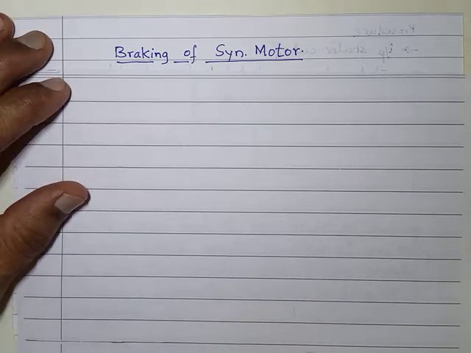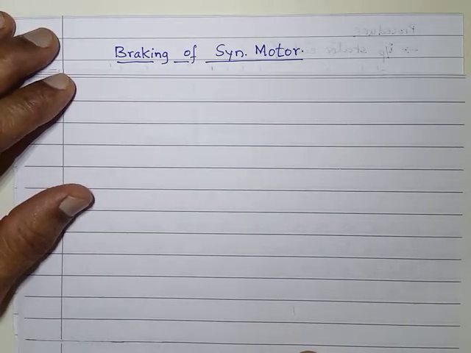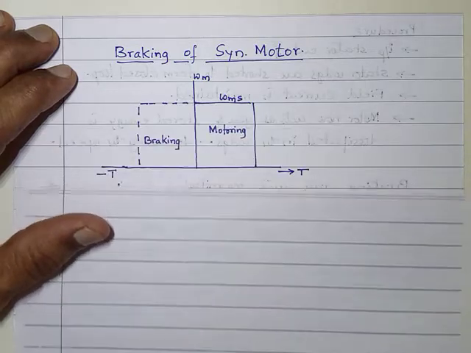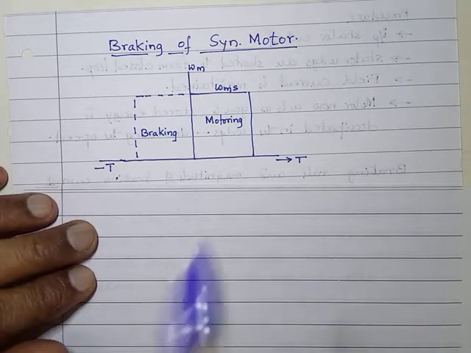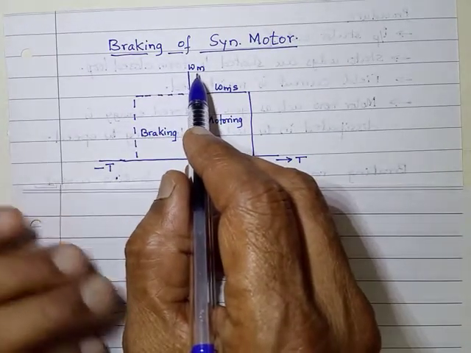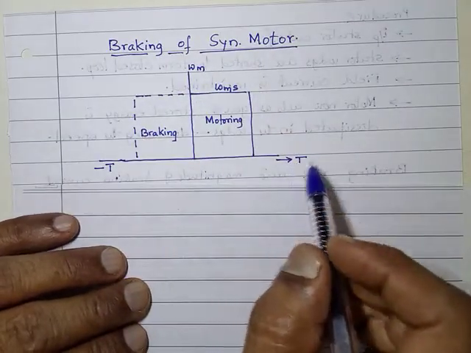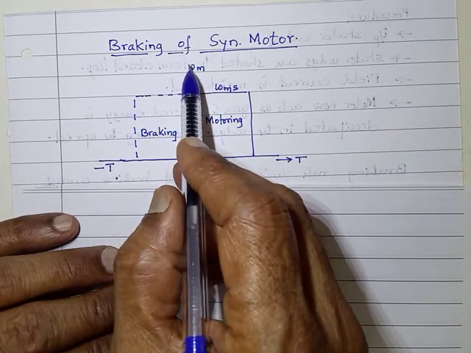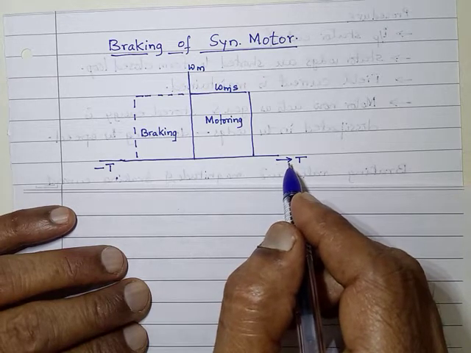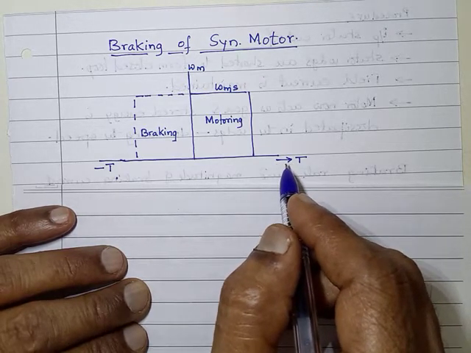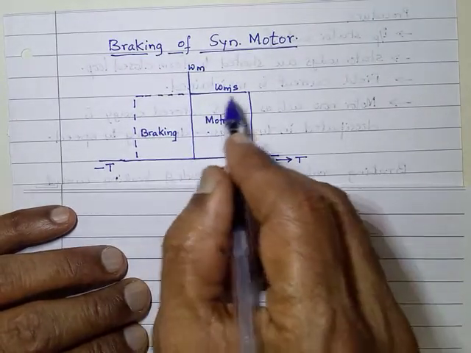Today we will look at the braking of synchronous motor. In the case of synchronous motor, the omega-T characteristics, if you see, this is the omega, the speed, this is the torque. Omega is positive, running clockwise, torque is positive, helping to operate as motor driving it. So this is the motoring mode.